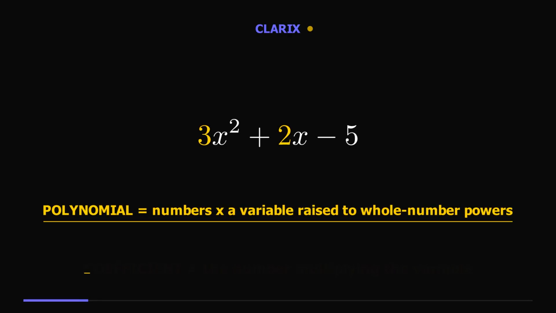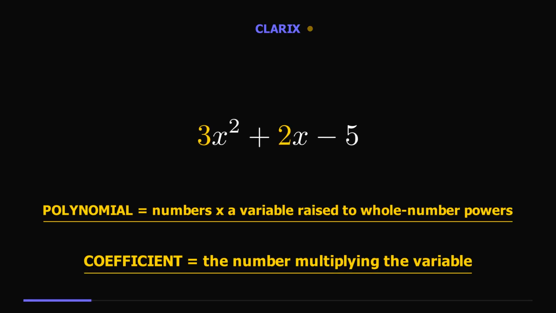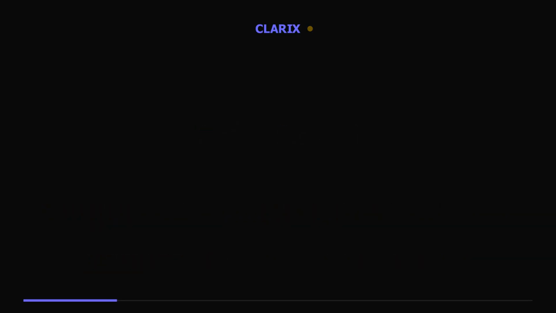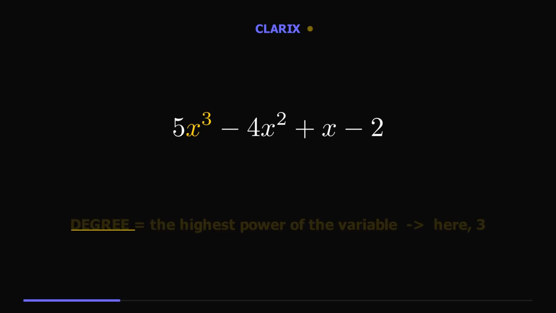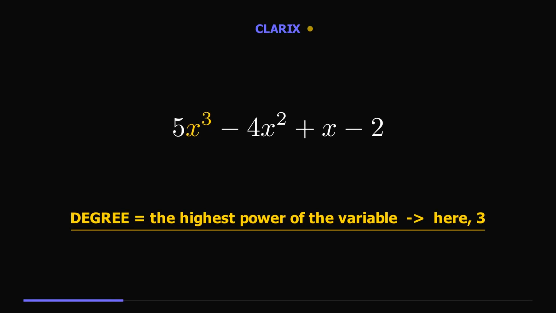A polynomial is an expression made of terms, where each term is a number multiplied by the variable raised to a whole number power. So 3x squared plus 2x minus 5 is a polynomial. Those numbers in front, the 3 and the 2, are called coefficients, which is just a fancy word for the number multiplying the variable. Now, the degree. The degree is simply the highest power of the variable that appears. In 5x cubed minus 4x squared plus x minus 2, the highest power is 3, so the degree is 3.